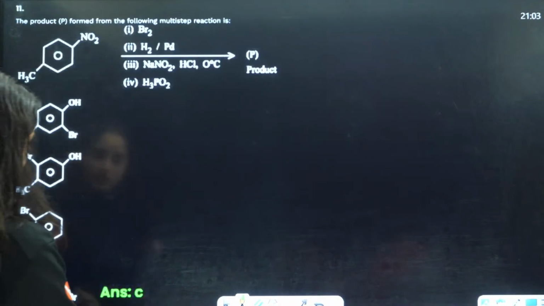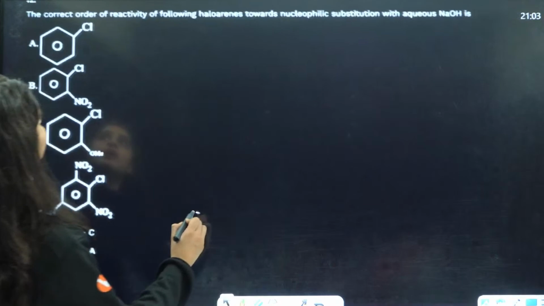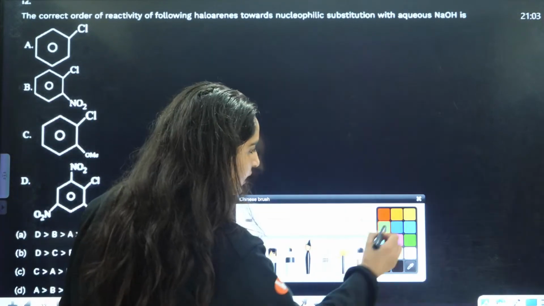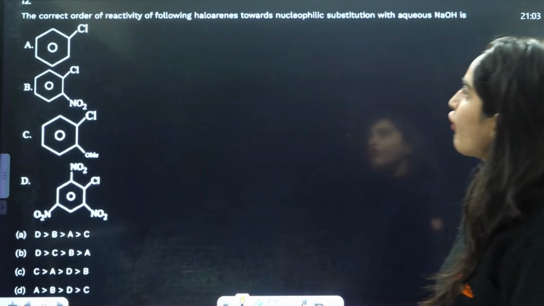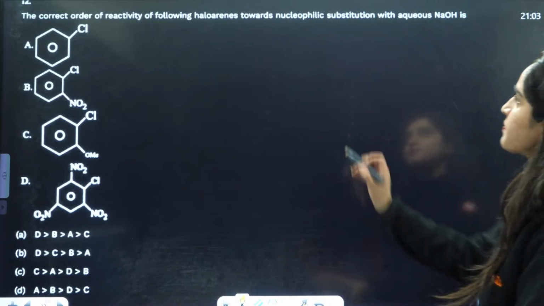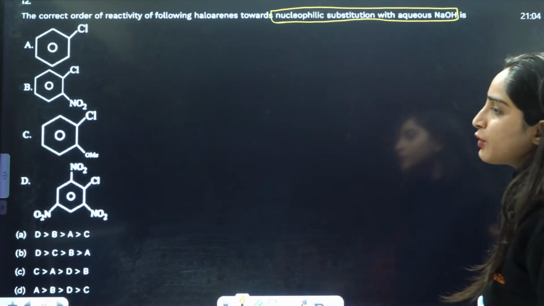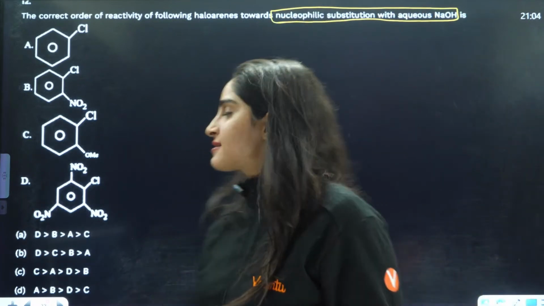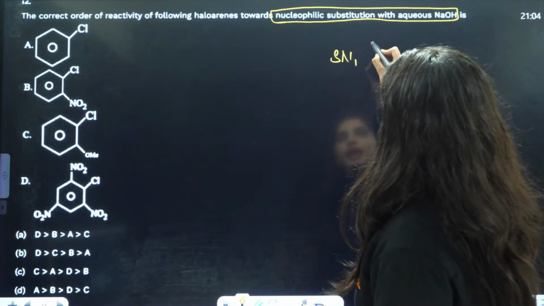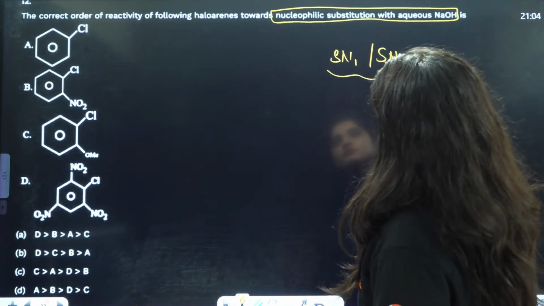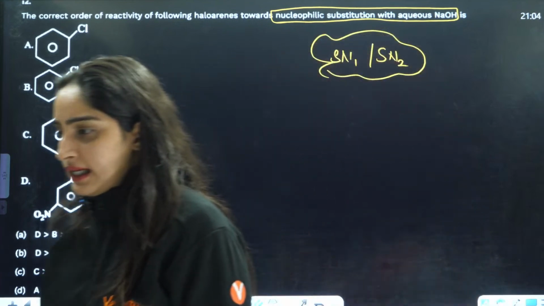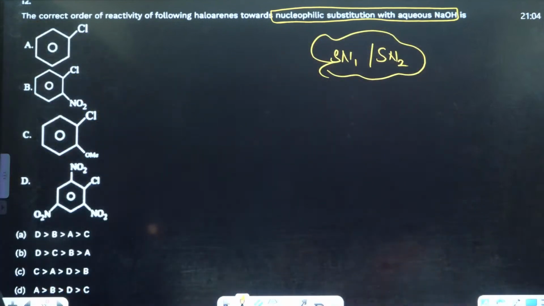Okay, next question is, the correct order of reactivity of the following haloarenes towards nucleophilic substitution with aqueous NaOH. First, you tell me whether, with aqueous NaOH, it's an SN1 reaction or an SN2 reaction. According to that, we will answer. Yes, everybody.